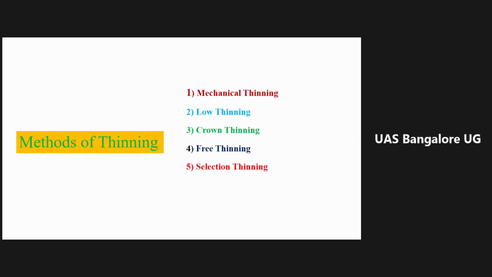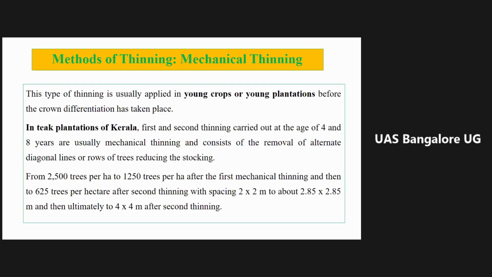So coming to the different methods of thinning, there are different methods. First one is mechanical thinning, then low thinning, then crown thinning, then also free thinning and selection thinning, and another one is tribes or advanced thinning. Okay, so we'll discuss one by one.